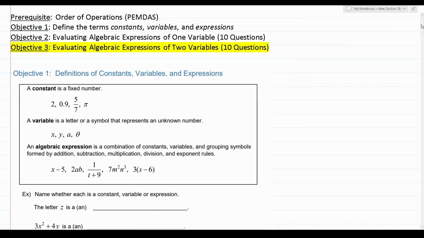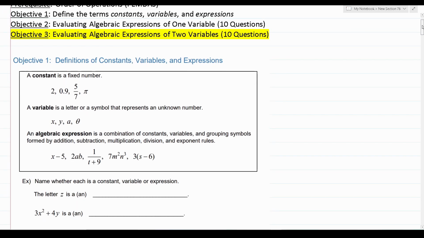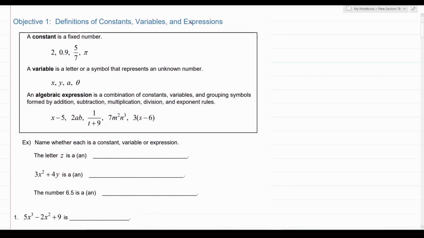All right, so let's get started by talking about our first objective. As you can see, our first objective is to learn the definitions of constants, variables, and expressions. And as we can see, a constant is a fixed number. That is to say, it's a number that's not going to change. So for example, some constants are 2, 0.9, 5/7, and pi. A variable, on the other hand, is a letter or symbol that represents an unknown number. So some variables, for example, are x, y, a, and theta.